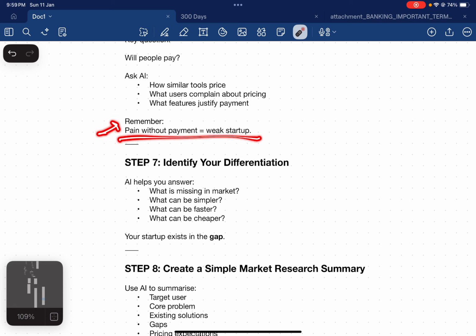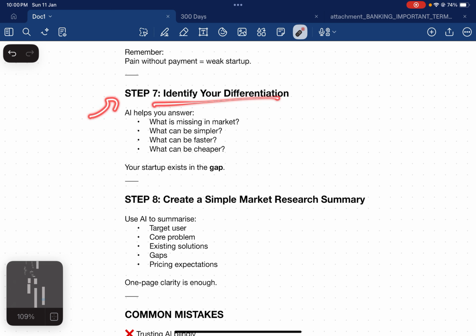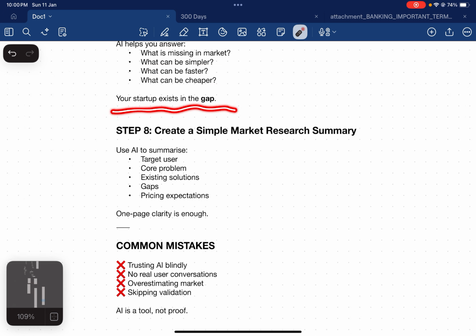So remember, pain without payment is a weak startup. So you have to work on a financial model as well. Okay, so step 7, identify your differentiation. What different are you providing and what different are you doing? What is missing in the market, what can be simpler, what can be faster, and what can be cheaper. So your startup exists in the gap.